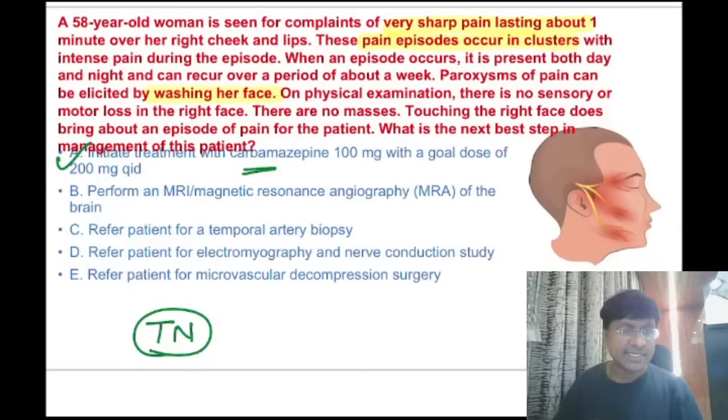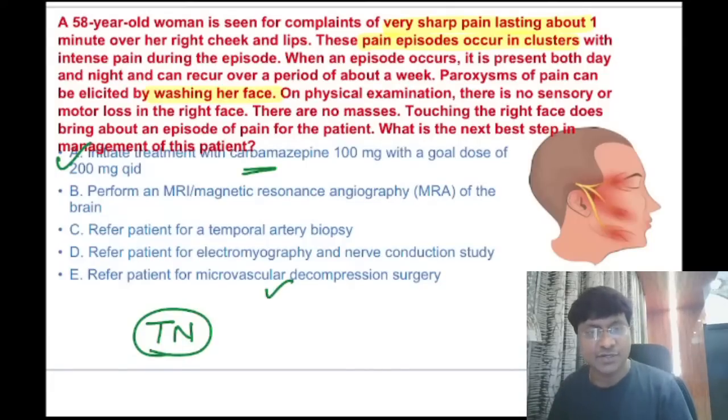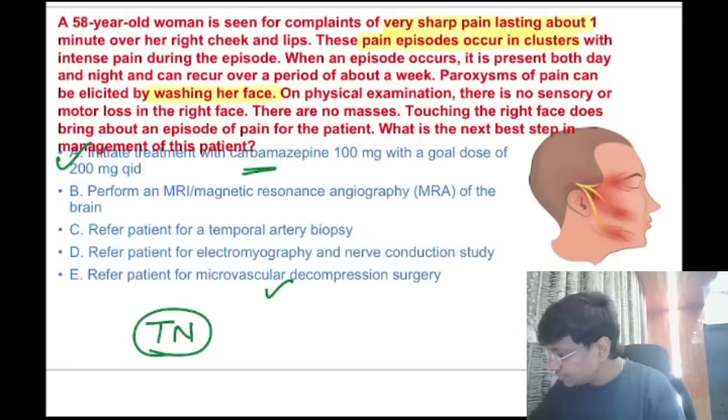Then what is the surgical treatment that you will be doing in patients with trigeminal neuralgia? Microvascular decompressive procedures or ablative procedures are done. These are the surgical therapies for the treatment of trigeminal neuralgia. So the correct answer here is A. Now we'll move on to the next question.